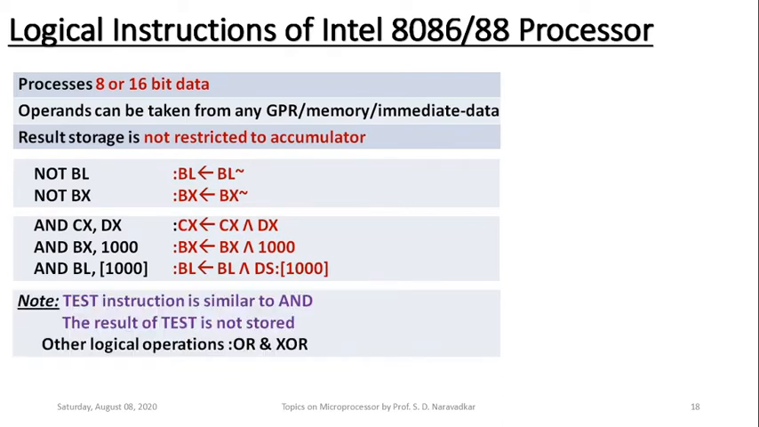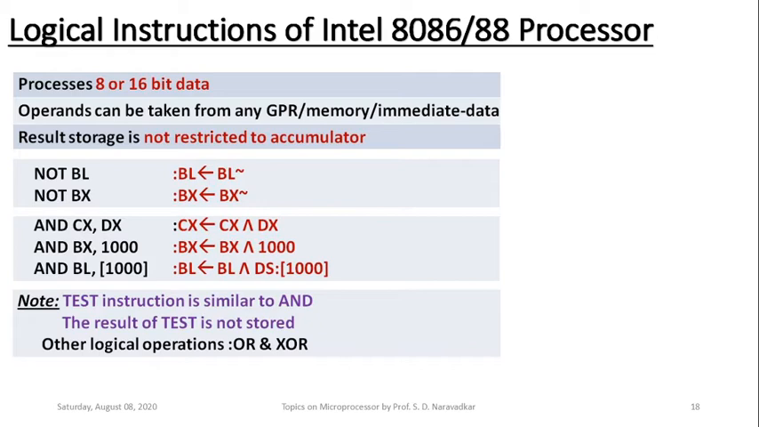Then the next part, one note has been written here: the TEST instruction, which is very much similar to the AND instruction. The only thing is that in case of TEST, the result is not stored. In case of AND, once the ANDing is performed between two operands, the result will be copied to the destination. But in case of TEST, it performs the AND operation, but the result is not copied to the destination place here.